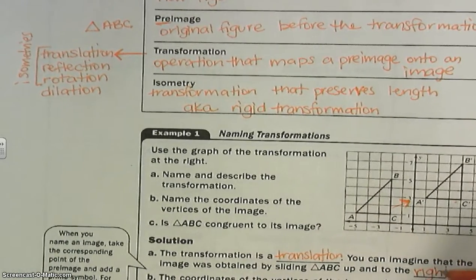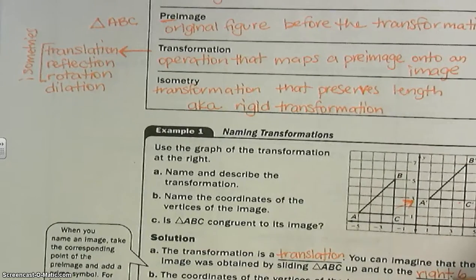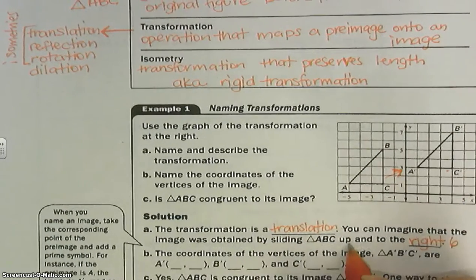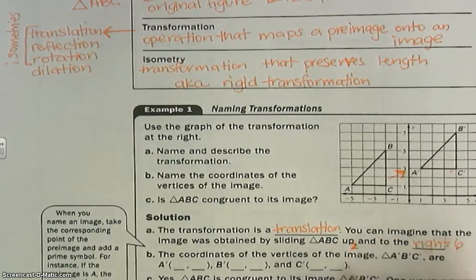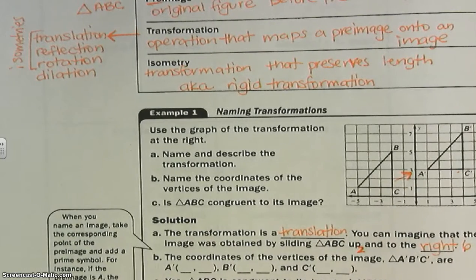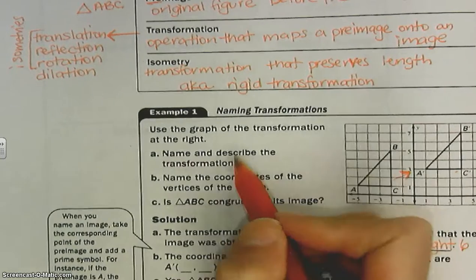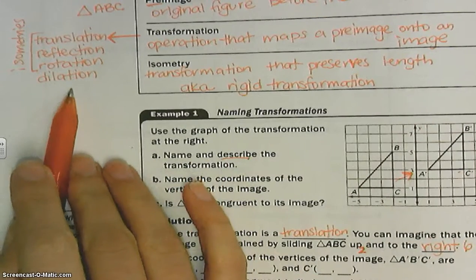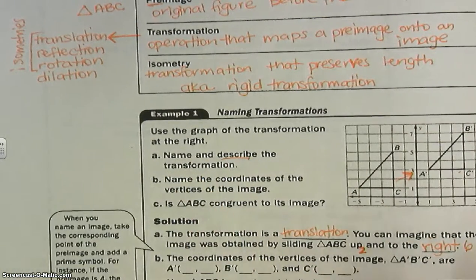Let's put some numbers in there. We'll say right, 6. And then we went up 1, 2. So put a 2 right there. We went up 2 and to the right 6. So that's how you describe a transformation. Here's the name, and then you have to describe by saying what it did and how it did it.